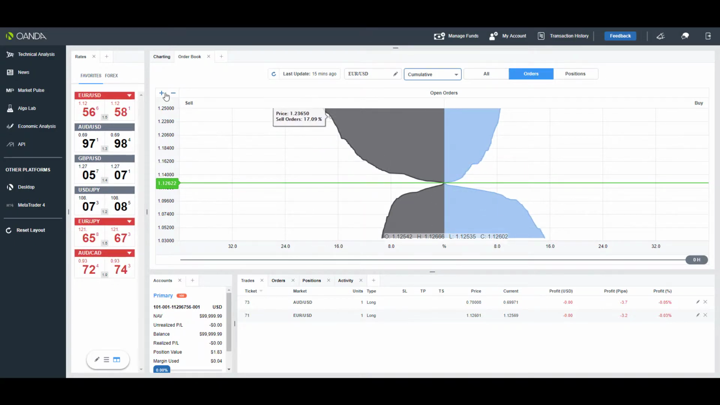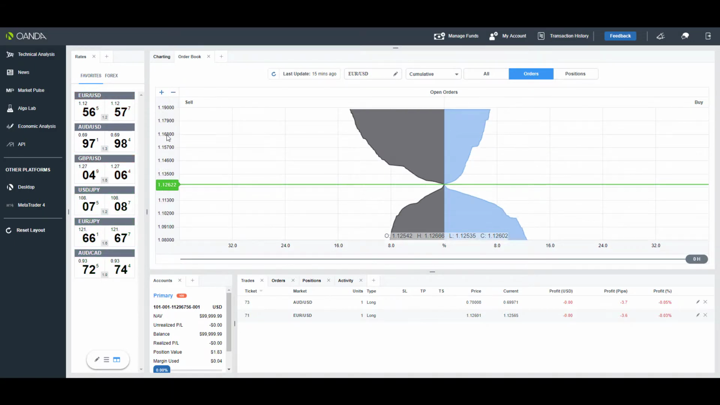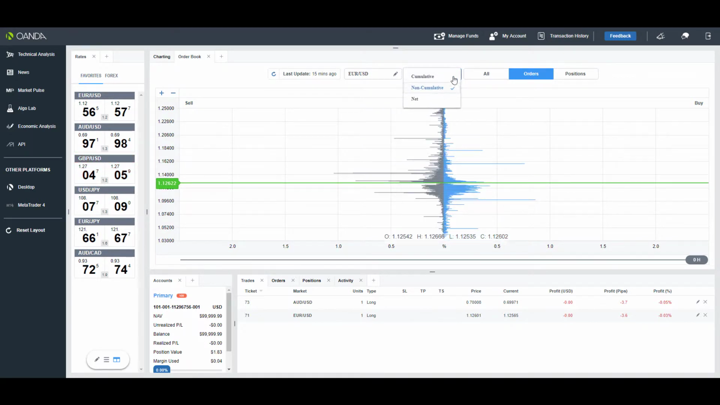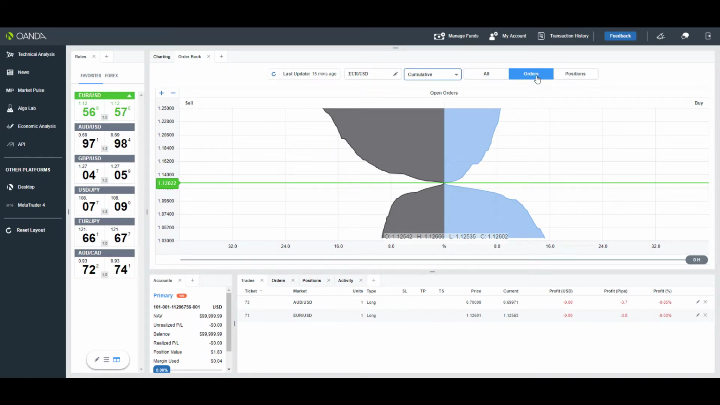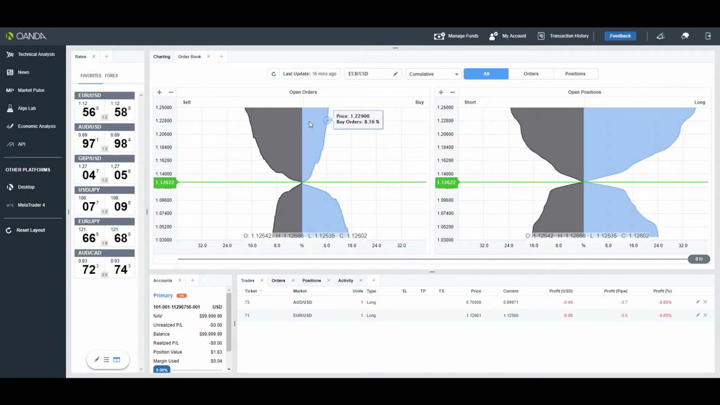And it's completely interactive, so you can scale in and out. You can change whether it's non-cumulative or net of the two or cumulative. And again, we're only on orders right now. You can do positions as well, already held positions. You can show all of both. So you can see any open or active orders currently in the market, as well as any current positions other traders may have. Now, this comes in useful.